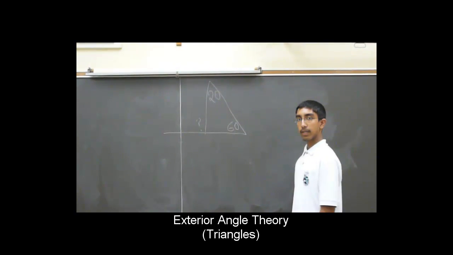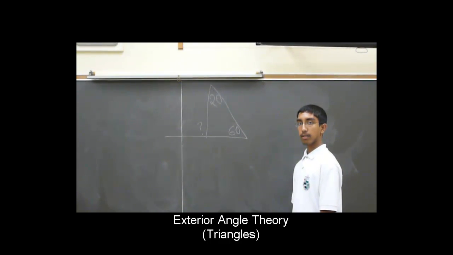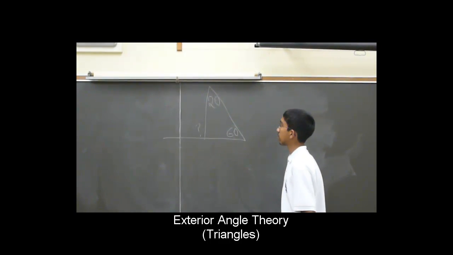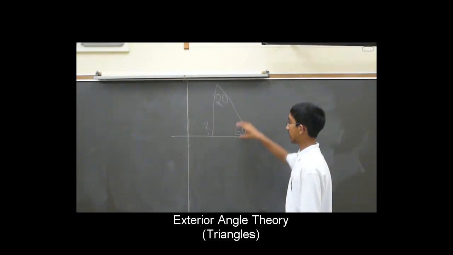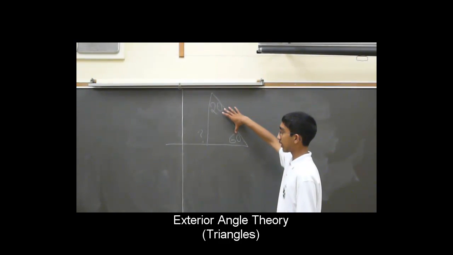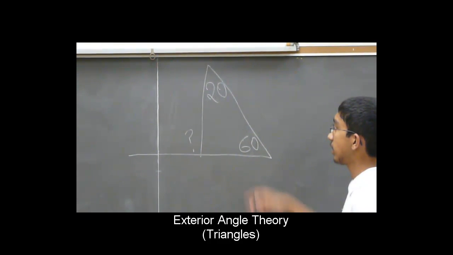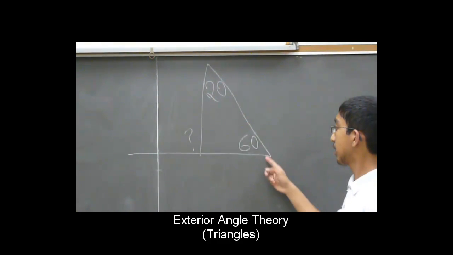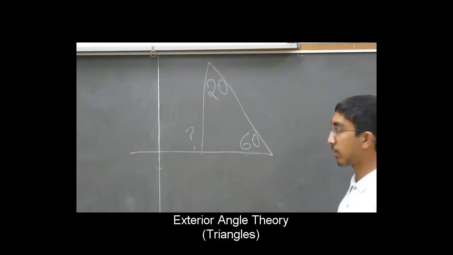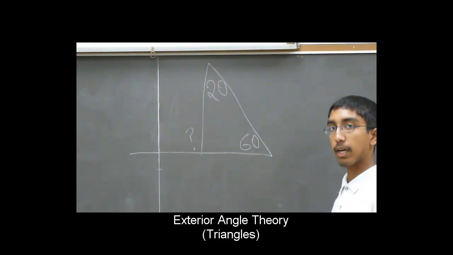Alright, this is how to find the exterior angle of a triangle. So, one thing you must know is that the two opposite interior angles of an exterior angle add up to it. So say this was 1, for example, and this was 1. 1 plus 1 equals 2, so that would mean that the exterior angle is 2.